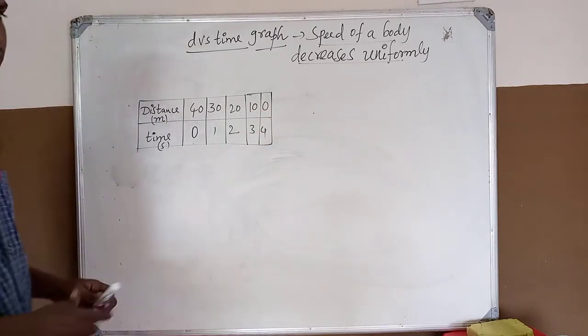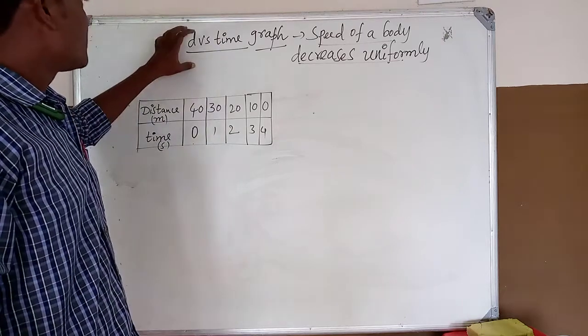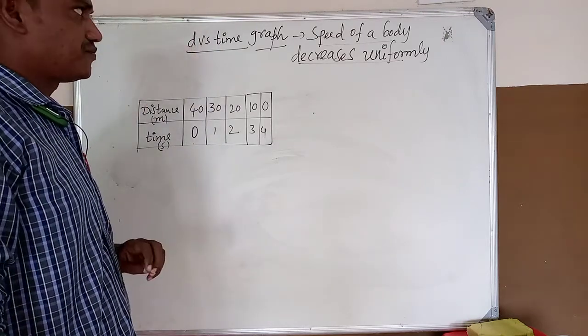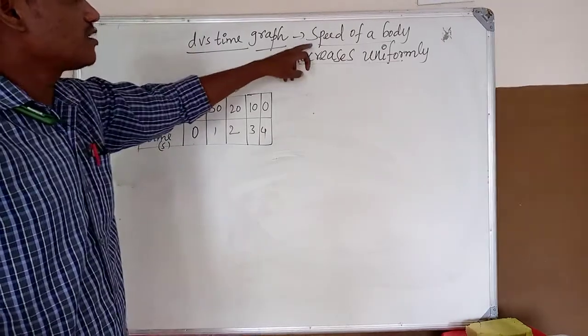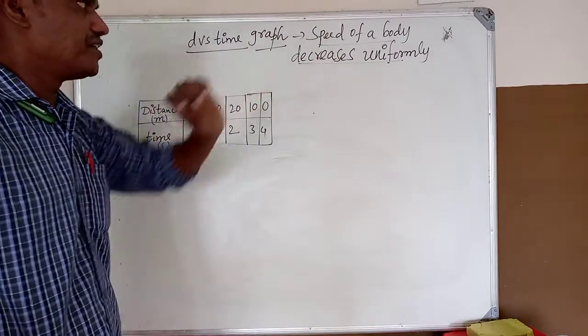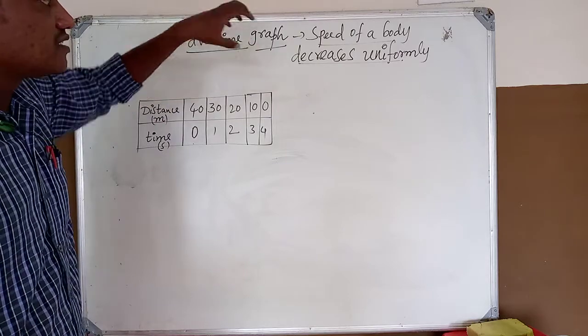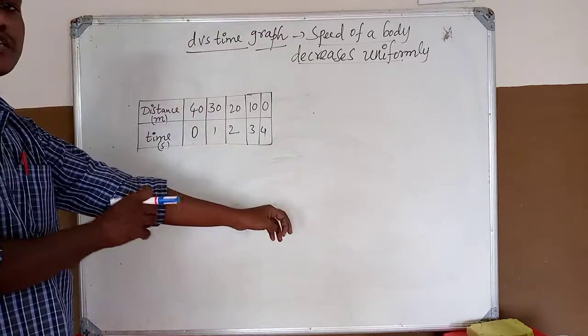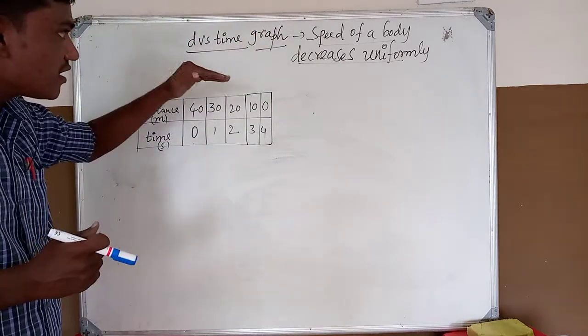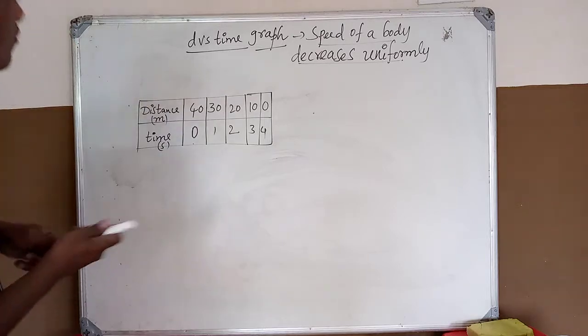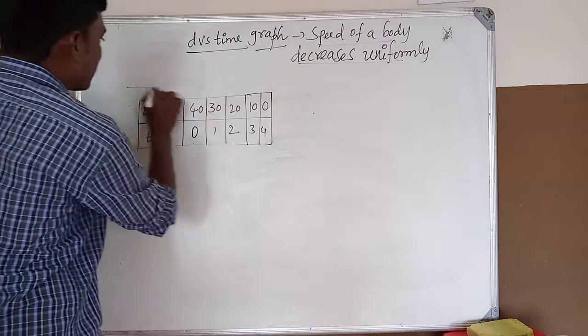So here we are observing the distance versus time graph under the concept of the speed of a body decreasing uniformly. What is the meaning of that? Already the body is in motion. We can say it like this.